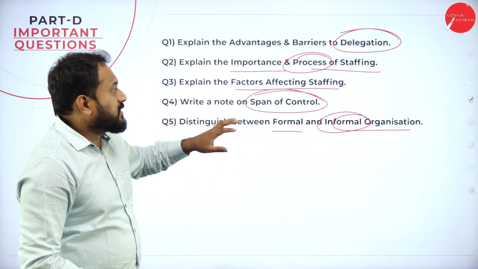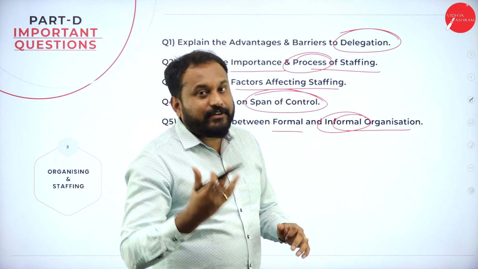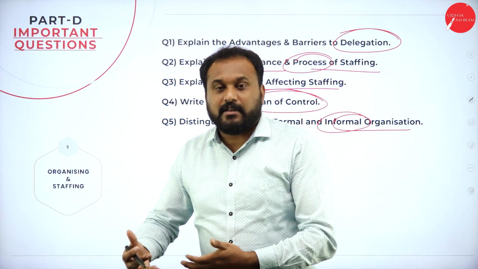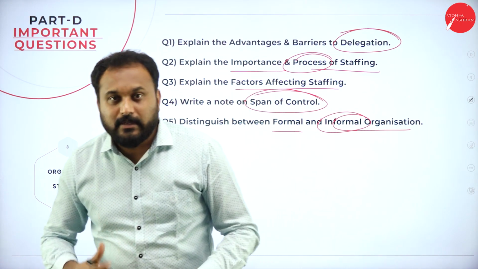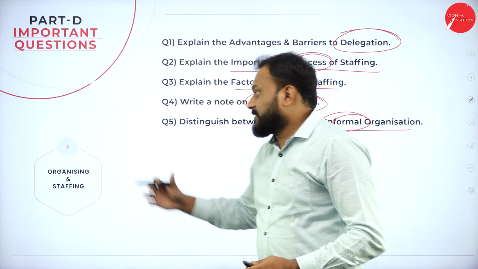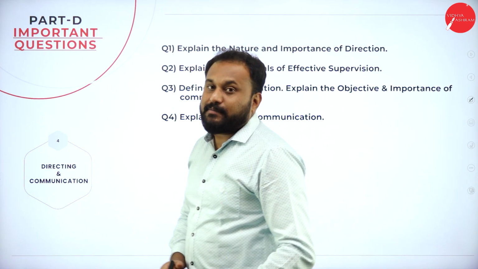Now what happens here is, it's always like organizing, if it comes for 15, staffing is for 10. If staffing is for 15, organizing is for 10. That is how you people need to prepare yourself. Next is the 4th chapter called directing and communication.